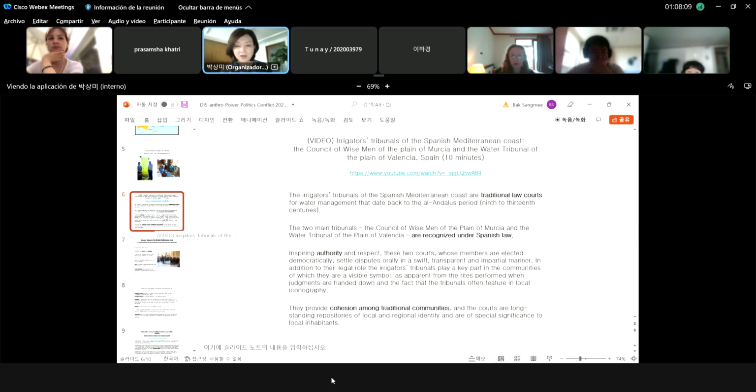So they provide cohesion among traditional communities because they know that they have to listen to the judgment made at this court, and this kind of legal system binds people to abide by the same rules. In a way, they are cultural rules, so that contributes to the cohesion among the traditional communities. And the courts are long-standing repositories of local and regional identities and are of special significance to local inhabitants.